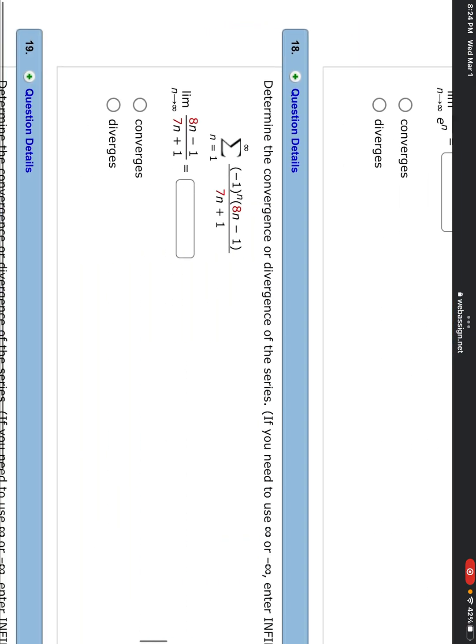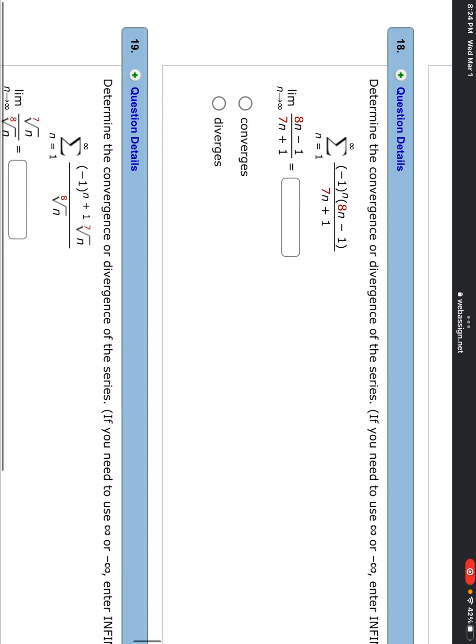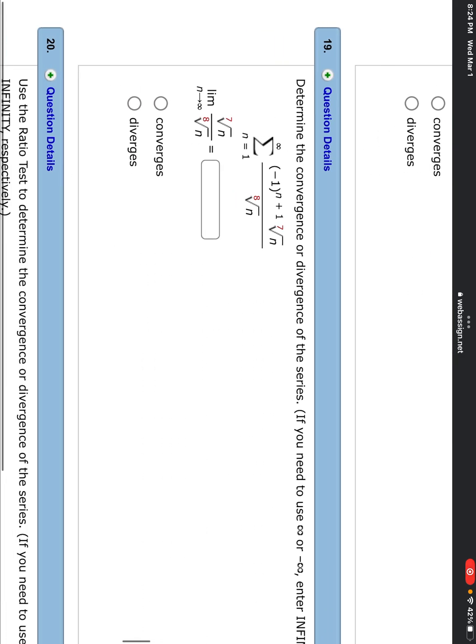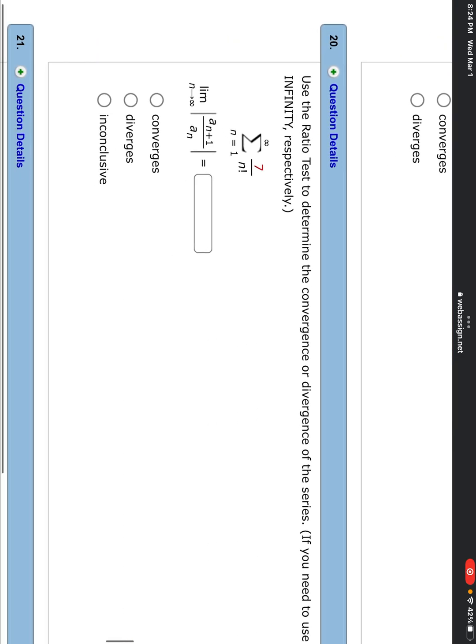Okay. Determine the convergence or divergence of the series. This is the same sort of thing. This is the alternating series test. The next one, same sort of thing. You're able to go through and apply it again. Right here's the ratio test with n factorial. This is a good one. It's the last one I'll do with you guys. So let's go through and try it out.